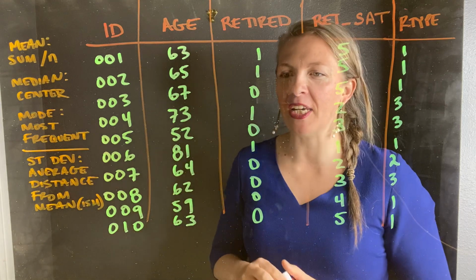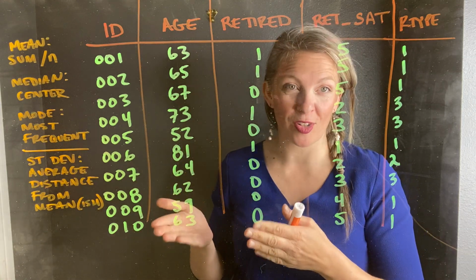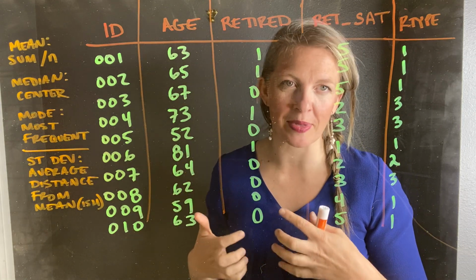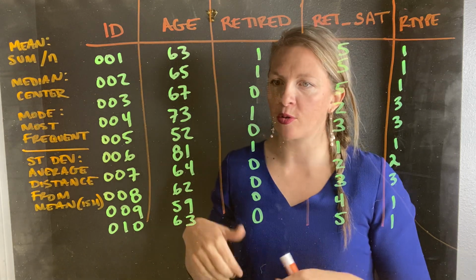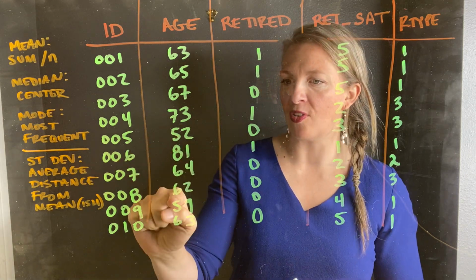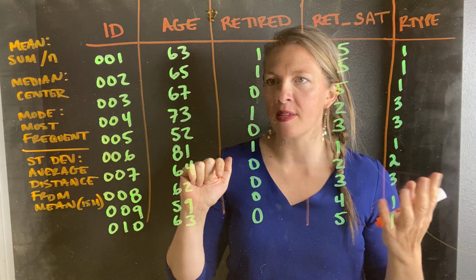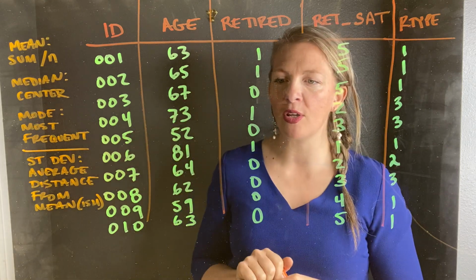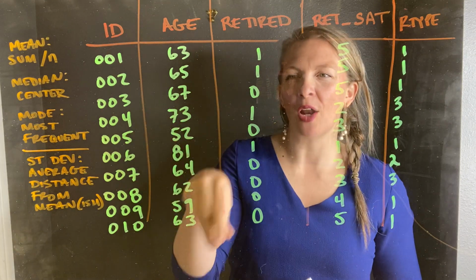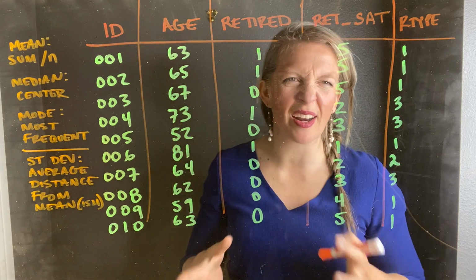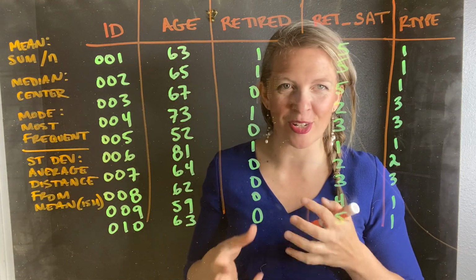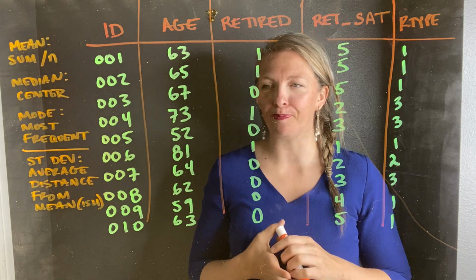We can also look over here at age and notice that a lot of our observations are right around the retirement age of about 65. There are some folks who are younger. We have a 52-year-old and a 59-year-old, and some who are a little bit older. We have a 73-year-old, for example. But in general, those ages are clustered right around age 65, which is a typical retirement age.